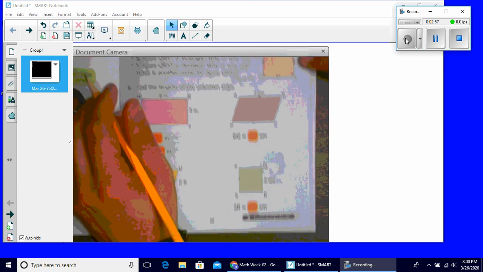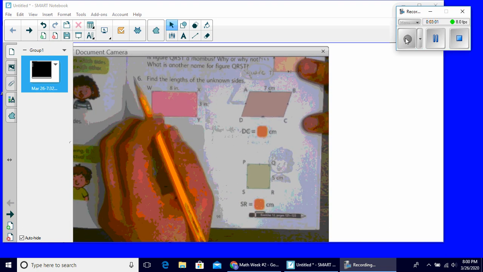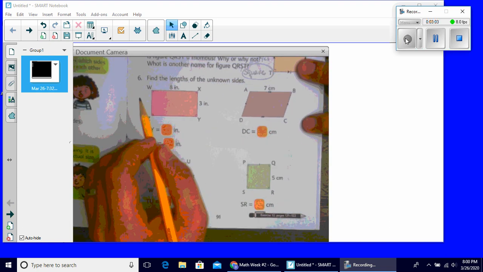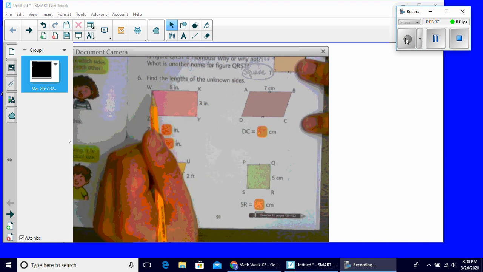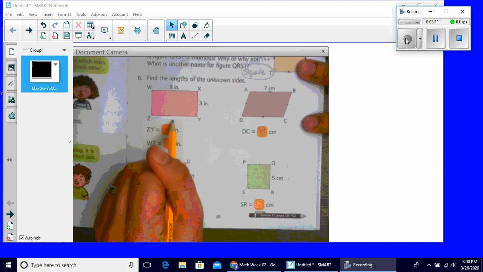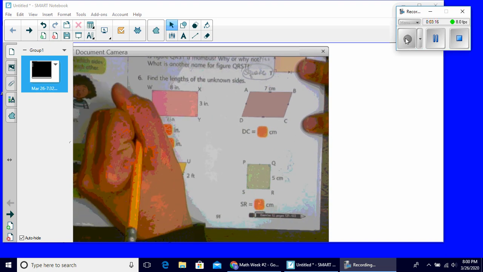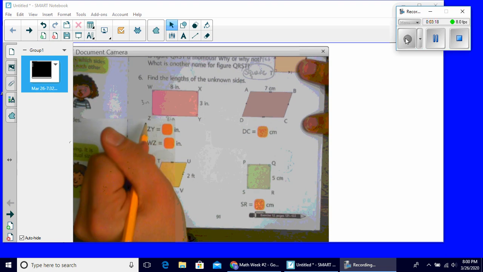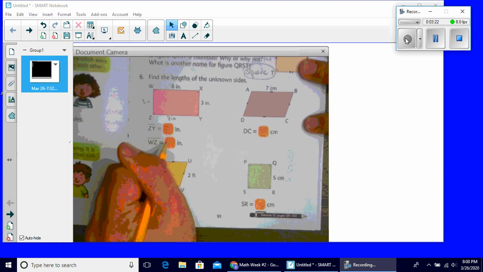Let's move on. This kind of takes us back to what we learned in our area and perimeter unit about the characteristics or qualities of quadrilaterals. Find the lengths of the unknown sides. Again, this is a rectangle. We know that a rectangle has opposite sides of equal length. If this is 8 inches, this is 8 inches. If this is 3 inches, this is 3 inches. So the measurement of line ZY is 8 inches. The measurement of line WZ is 3 inches.